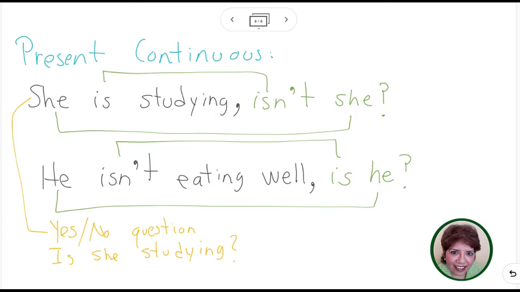Just take into account that you have to see the tense of the principal sentence to write the tag question and to write the opposite of the sentence. Okay? Well, my dear students, I'll see you in the next video.